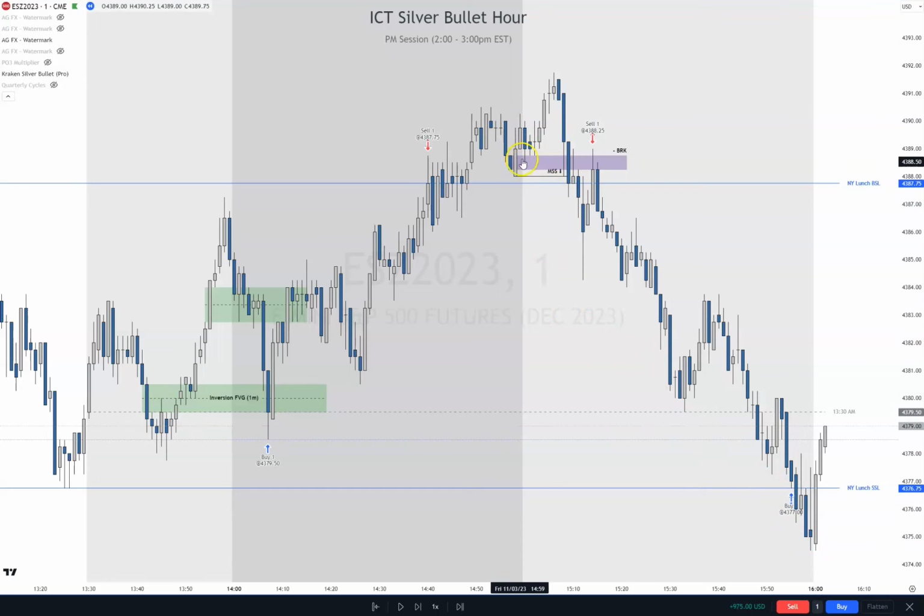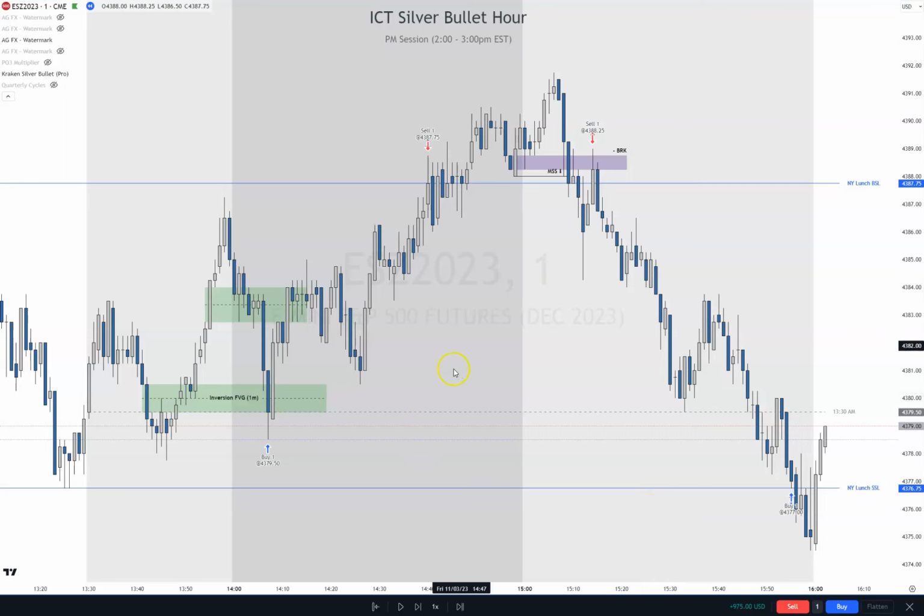So we have our market structure shift. We have our breaker block. Price came back up, hit our breaker block. We took our trade. We risked 3.5 handles. I don't remember what it was here. I think it was 11, and we targeted the opposing New York lunch sell side liquidity, and we hit our TP 5 till 4 o'clock.